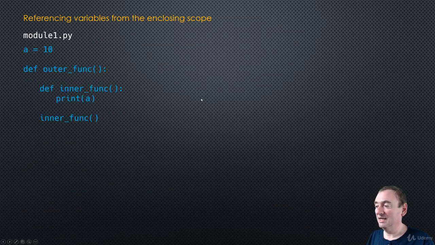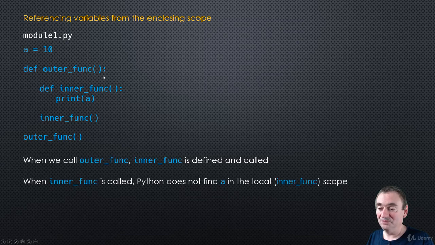So let's take a look at another example. Let's say that we have a equals 10, which is global, right? And then we have the same thing as before, except now our a is at the global level, and we haven't actually assigned it a value in outer func. So a, by the time we reached inner func, is not local to inner func. It's not local to outer func either, right?